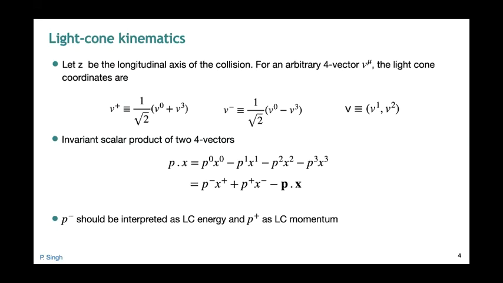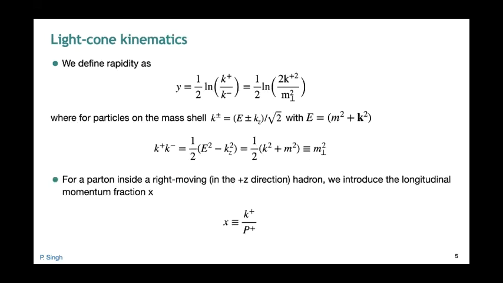Based on this invariant scalar product, we can say that P^- can be interpreted as the light cone energy, because X^+ is the light cone time, and P^+ can be interpreted as the light cone momentum, because X^- is the longitudinal coordinate in light cone coordinates. Now, people define rapidity in terms of the k^+ and k^- components of the light cone momentum. Using the dispersion relation for the light cone coordinates, k^+ and k^- can be expressed in terms of the invariant transverse mass. Using this, one can write rapidity in terms of the k^+ component of the light cone momentum and the invariant transverse mass.